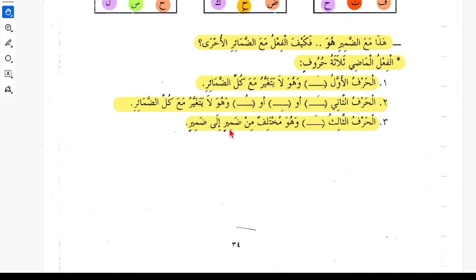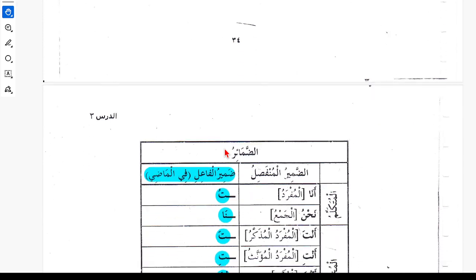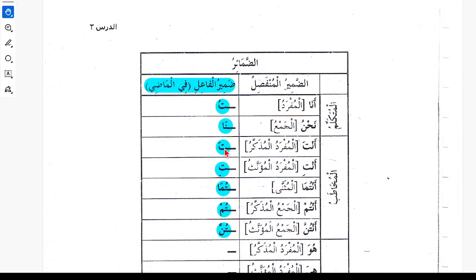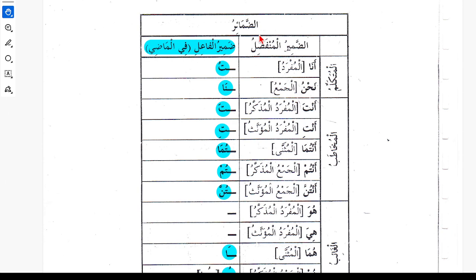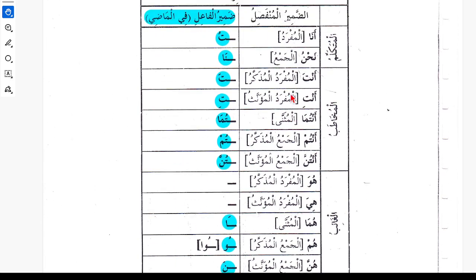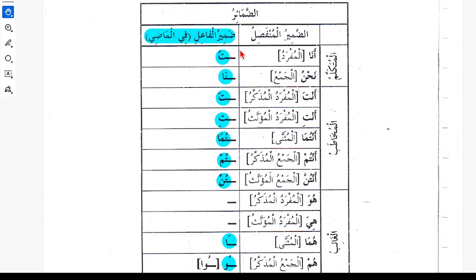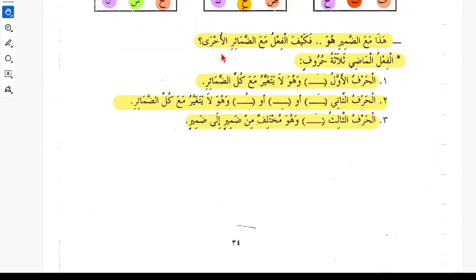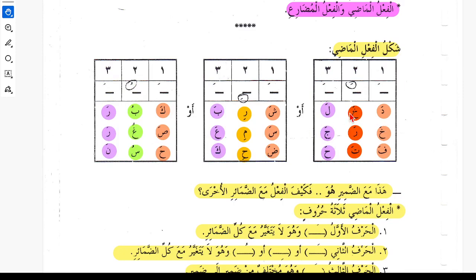So pronoun to pronoun. Let's look at the pronoun. Ad-damairu, the pronouns, damirul fa'il fil madi. So fi'lu madi has its own pronouns. Like for ana, it is going to be tu. Say for example, I'm using a verb, first verb dakhala.